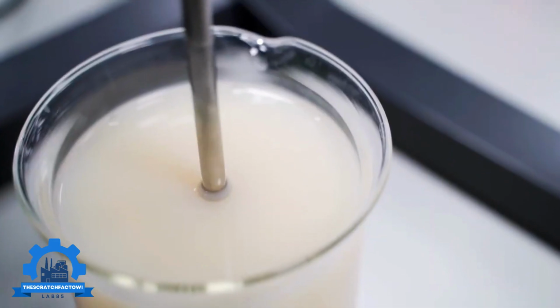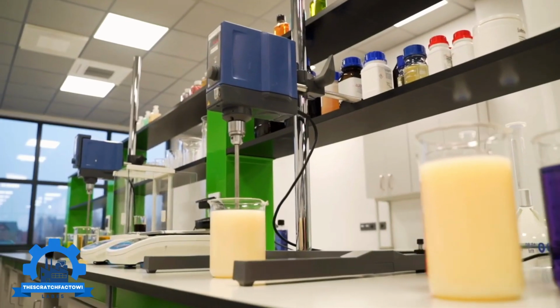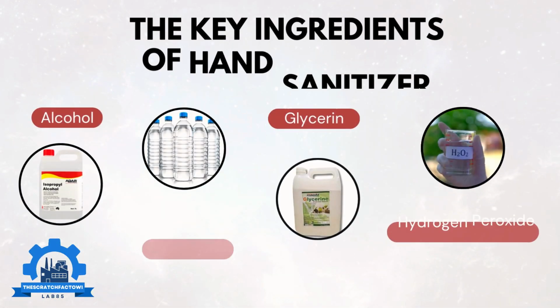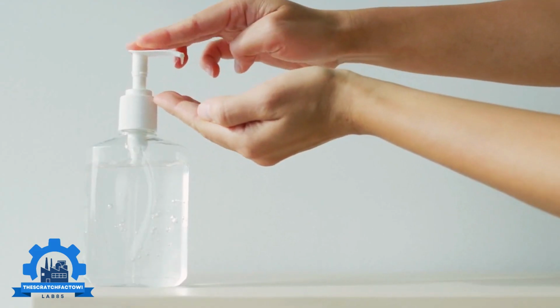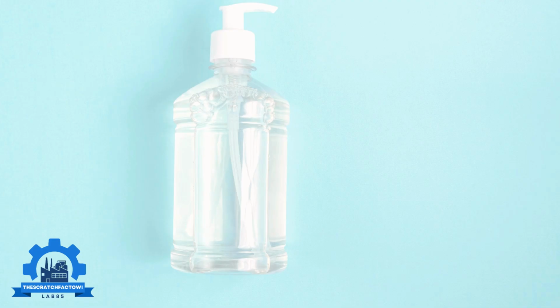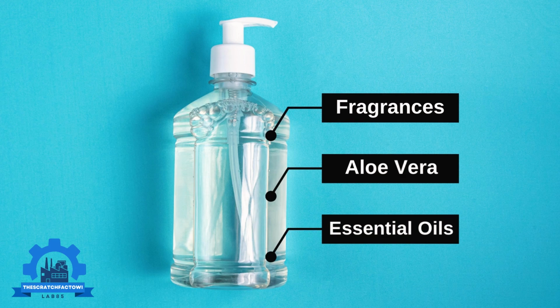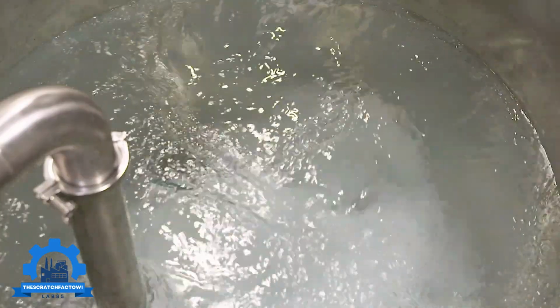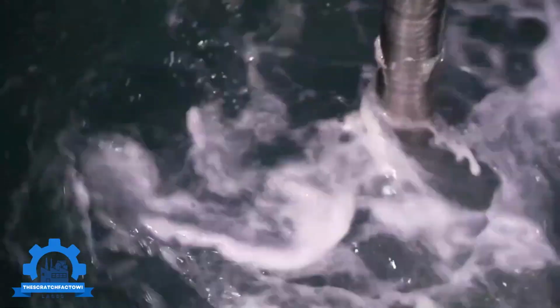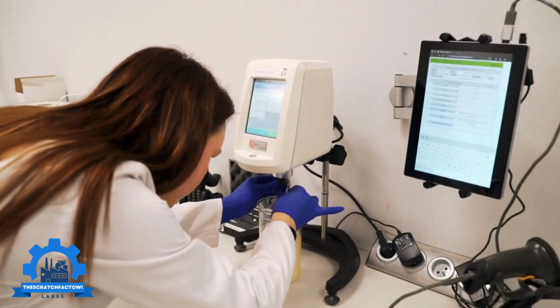viruses. Generally, the key ingredients of hand sanitizer are listed as follows: alcohol, water, glycerin, hydrogen peroxide, and some optional additives like fragrances, aloe vera, and essential oils. The process of making hand sanitizer consists of gathering materials and ingredients, preparing the alcohol mixture, mixing with glycerin and hydrogen peroxide, adding aloe vera and optional ingredients, quality control and testing.